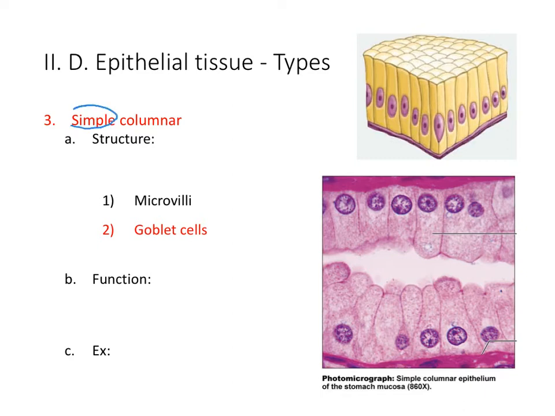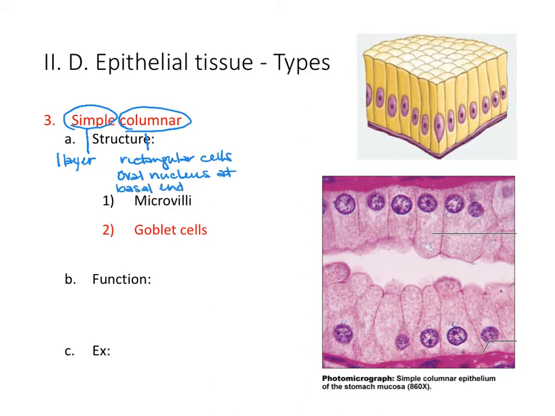So again, simple tells us we're going to have one layer of cells. The cells are going to be taller than they are wide. So one layer with, I don't know, let's put rectangular cells. We're going to notice when we look at these cells that we have kind of an oval nucleus, and that oval nucleus is going to be at the basal end of the cell, so the bottom of the cell.